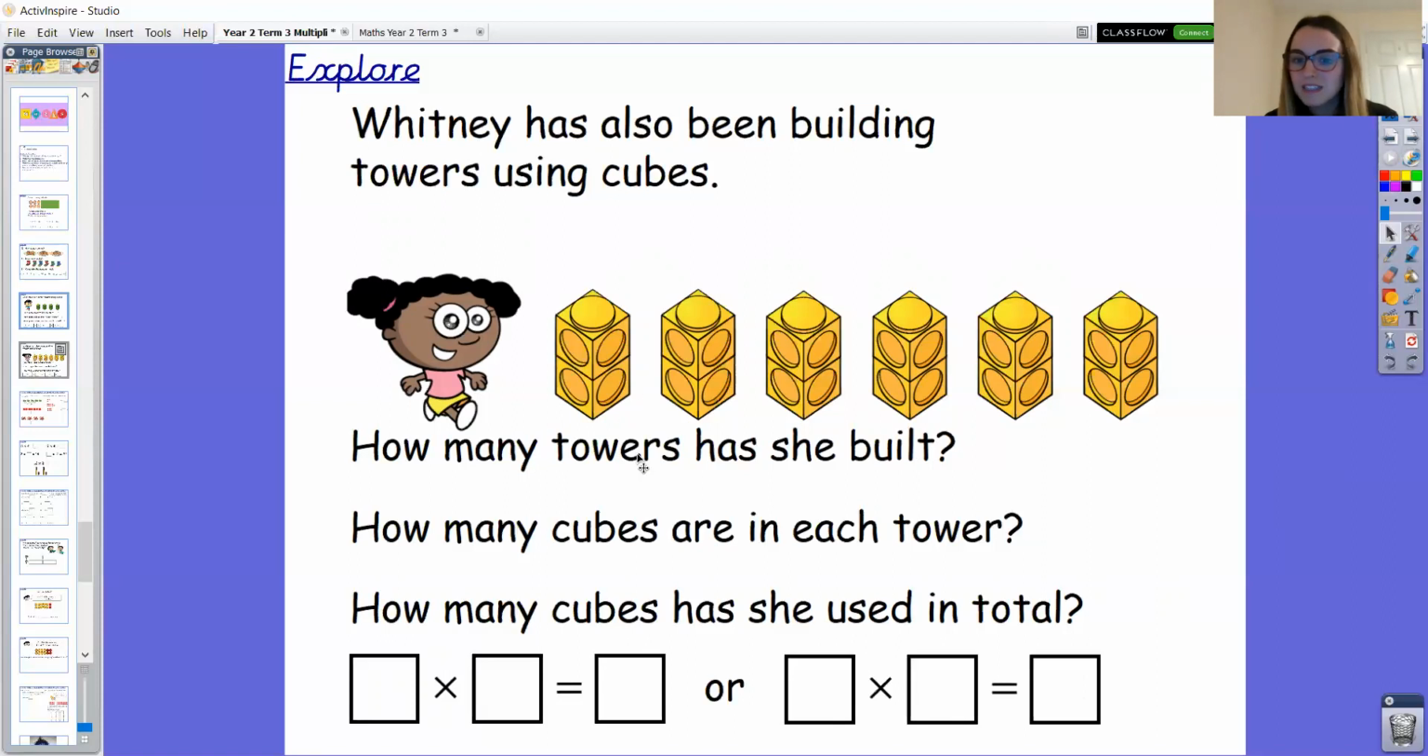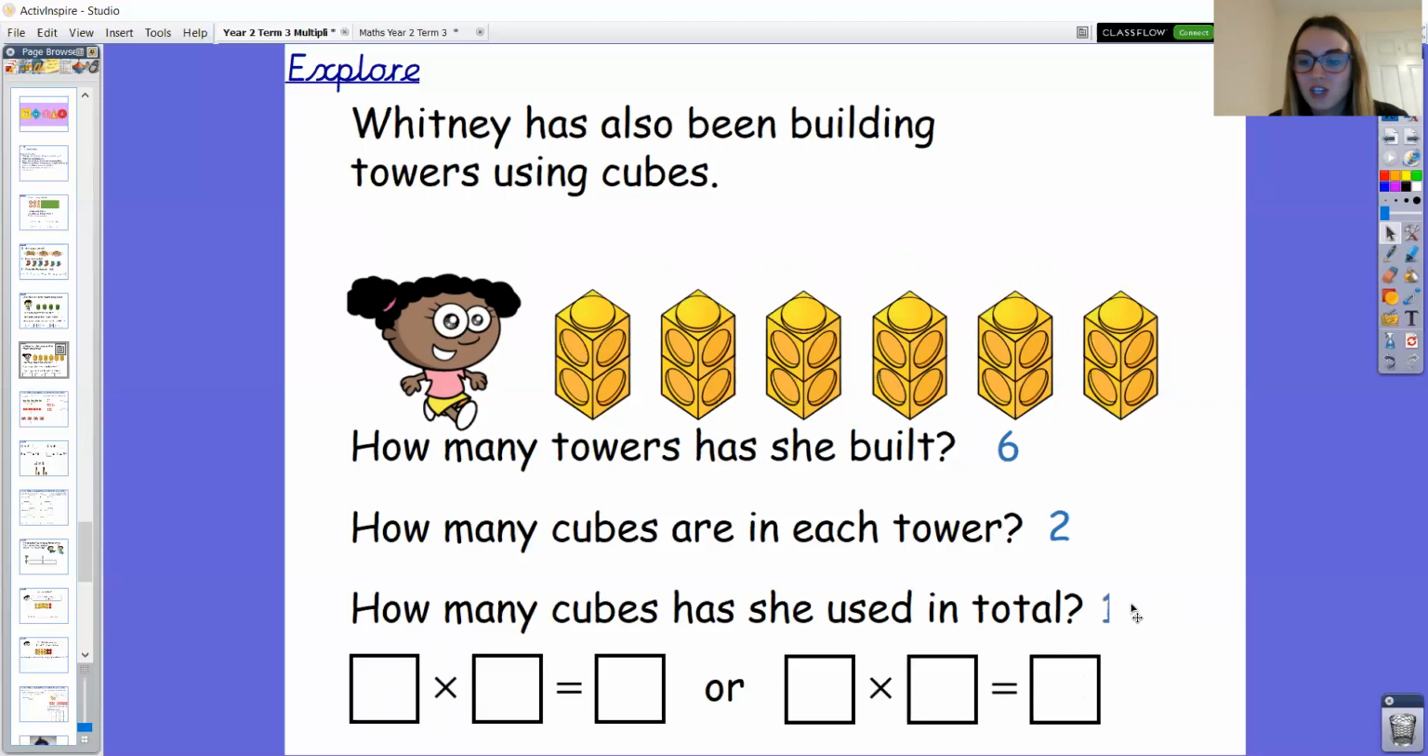So let's have a think. How many towers has Whitney built? Well done. Whitney has built 6 towers. I'm just going to check that with you. 1 tower, 2 towers, 3 towers, 4 towers, 5 towers, 6 towers. Wow, Whitney has built 6 towers. How many cubes are in each tower? Well done. She has also used 2 cubes in each tower. So how many cubes has she used in total?